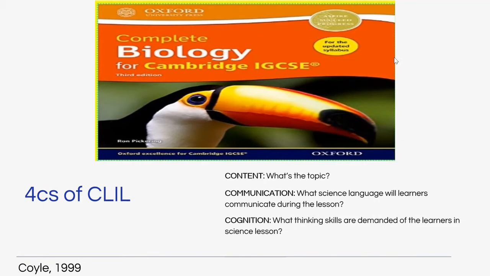Third, cognition. What thinking skills are demanded of learners in the science lesson? For example, classifying leaves, thinking about advantages and disadvantages of growing plants in polytunnels. The fourth, culture or community. Is there a cultural focus in the lesson? Learners can find out about plants which are indigenous to their home countries and also find out about popular plants which are grown around the world.